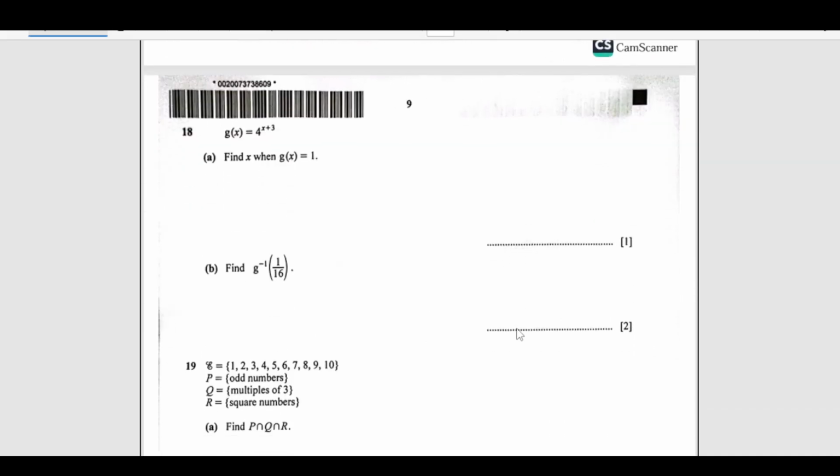Number 18, we have function g(x) 4 power x plus 3. Find x when g(x) is 1. So g(x) is 1. We are given g(x). That means 4 power x plus 3 is equal to 1. So this 1 I can write it down as 4 power 0, right? So from here, when the base is same, so exponent is going to be also same. So this gives us x equals to negative 3. Okay. Now find g inverse 1 over 16. So g inverse 1 over 16.